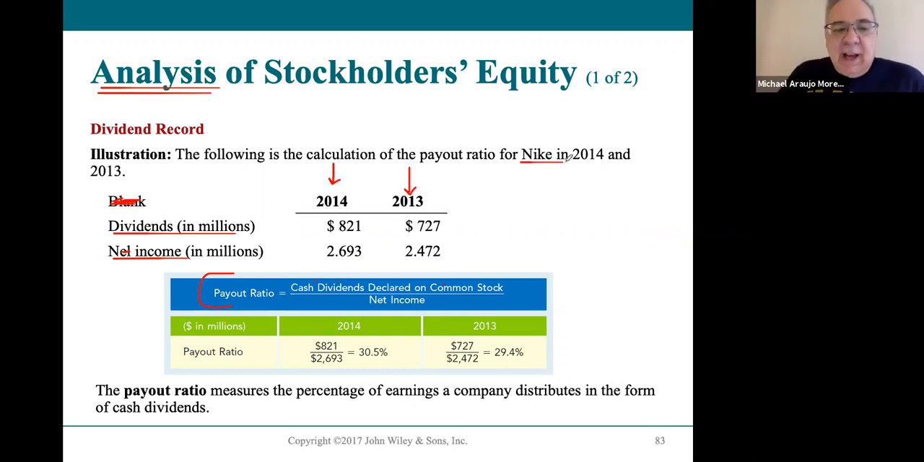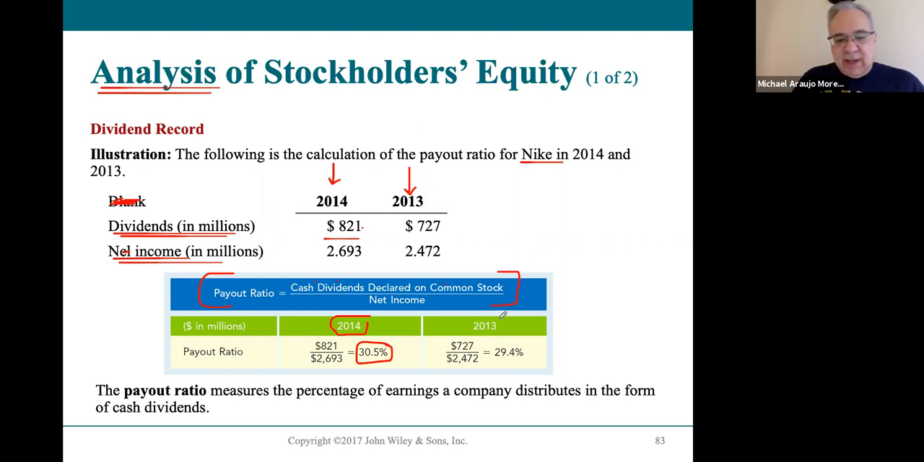This is for Nike. And so here we have 2014 numbers, 2013 numbers for their dividends that were paid, and the net income, as they have it here originally. Basically, that's your formula. For 2014, you have $821 million of dividends on $2,693,000,000 of net income. So that's a 30.5% payout ratio. So they paid out 30% of their net profit as dividends.